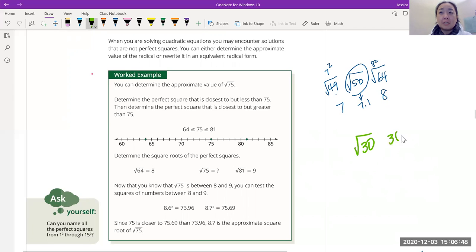So 36 is one, right? And how do we get 36? That's going to be 6 squared, right? So on the other side, this must be 5 squared, right? Because it's not going to be that big of a jump. So this is going to be 25.